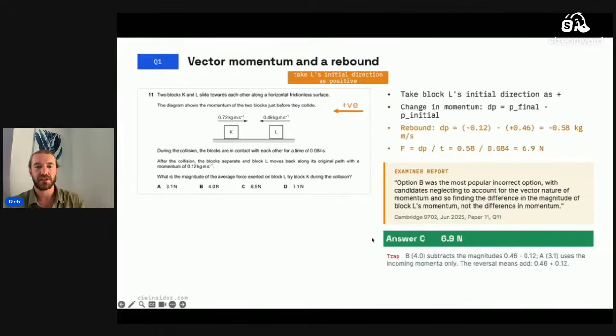All right, so the answer is C. You guys got it correct, so very well done. Making sure that we're not falling into that trap. Making sure that we have the reversal means that it's 0.46 plus the 0.12, and we are going to end up using the correct change in momentum and therefore get the correct force.